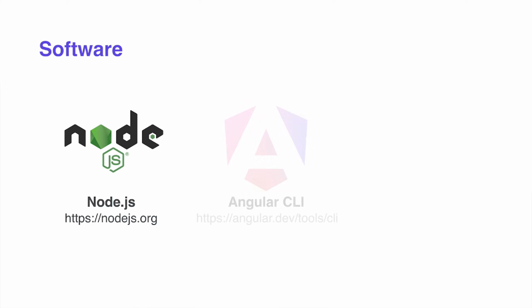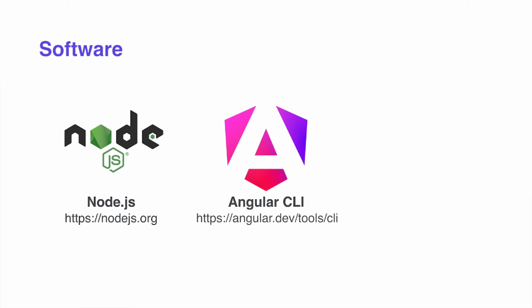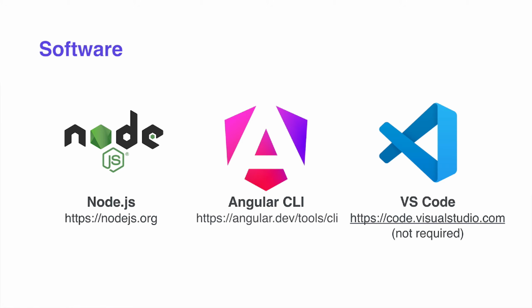You're going to need to have the Angular CLI because we're using the CLI along with the Kendo UI schematics to add the Kendo components and other features to our application. And finally, I'm going to be using Visual Studio Code as my editor here. I highly recommend it as it makes things very easy to develop, especially with TypeScript. However, you don't have to use Visual Studio Code and you can use whatever editor you feel comfortable with.